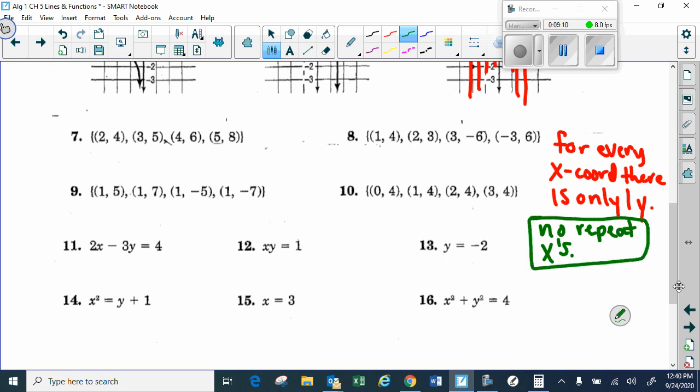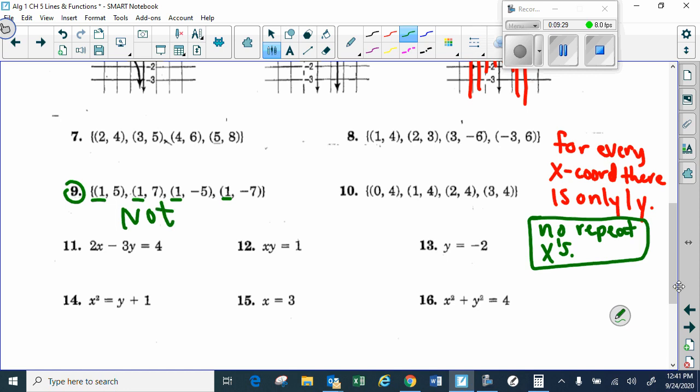No repeat x's, so let's just pick one. Say number 9, (1, 1), (1, 1). Oh my goodness, all 4 repeat x's. So therefore, that is not a function. Okay, no repeat x's. So I'm having to check there.